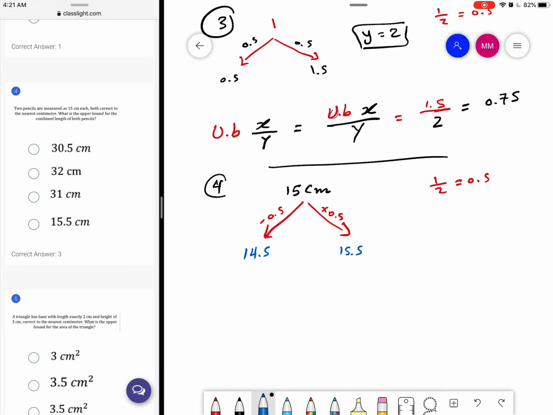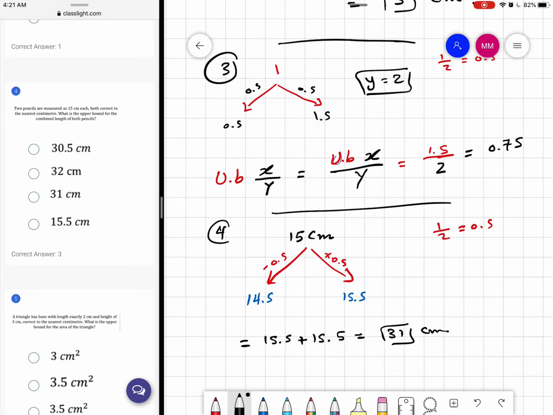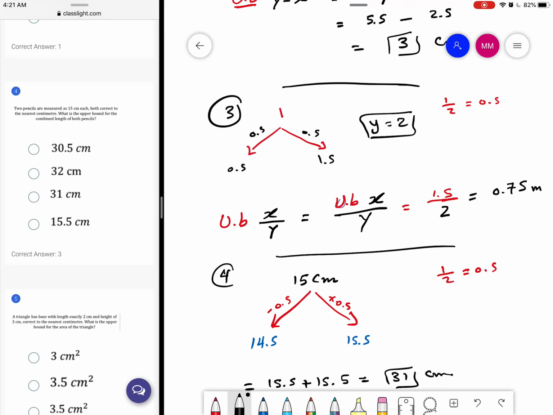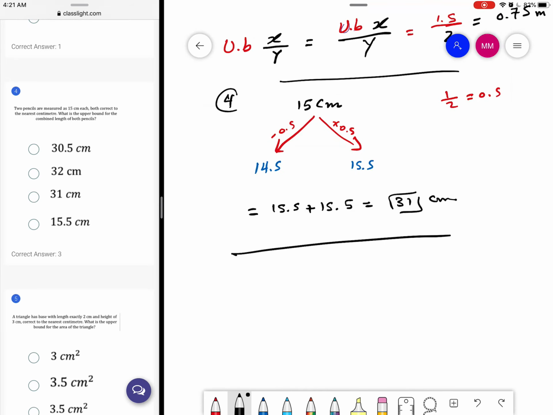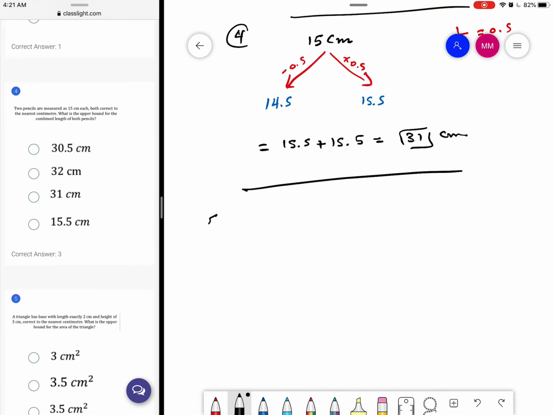If I need to get the upper bound of the first pencil plus the second pencil, it's addition, and if I need to get the upper bound of addition, I will get the upper plus the upper, so it will be 15.5 plus 15.5 means 31. Don't forget your unit, centimeters. Let's complete question number 5.